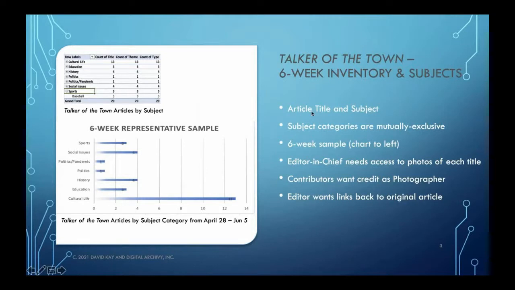And within the inventory that we were creating, we were capturing the article title and the subject. We made sure that the subject categories would be mutually exclusive. And we used this as a way to get a representative sample of what the content data for the site would be with a 6-week representative sample.